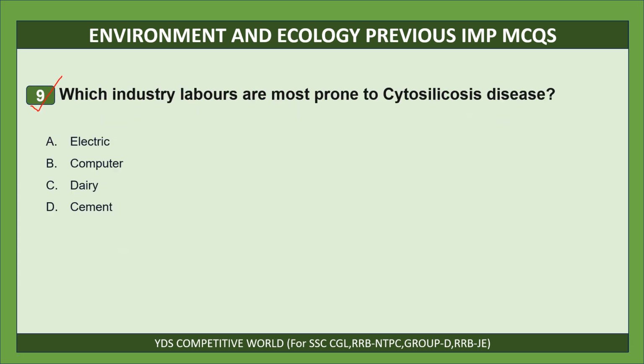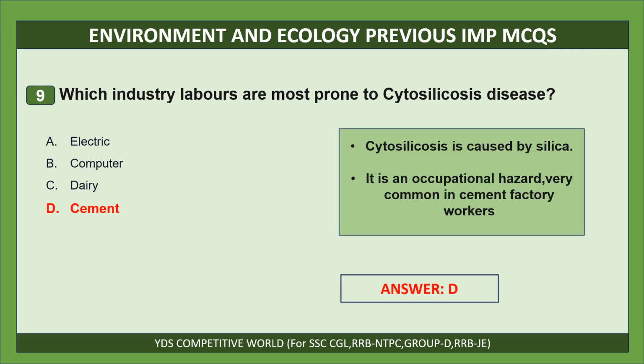Ninth question. Which industry labors are most prone to cytosilicosis disease? Option A, electric. Option B, computer. Option C, dairy. Option D, cement. Option D, cement is the correct answer. Cytosilicosis is caused by silica. It is an occupational hazard, very common in cement factory workers.